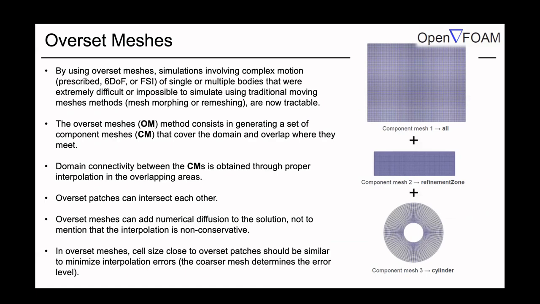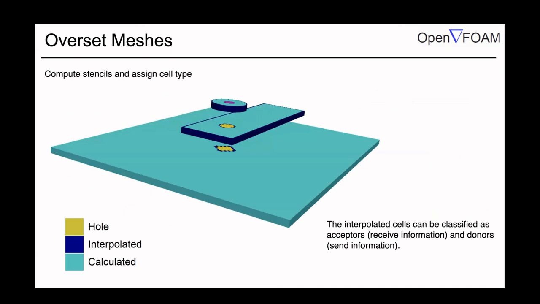So those cells will be holes, and there will be some cells at the surface which are overset surfaces where the interpolation will occur. We will call that interpolated cells, and the rest of the cells will be calculated, where we will solve as usual the Navier-Stokes equation.